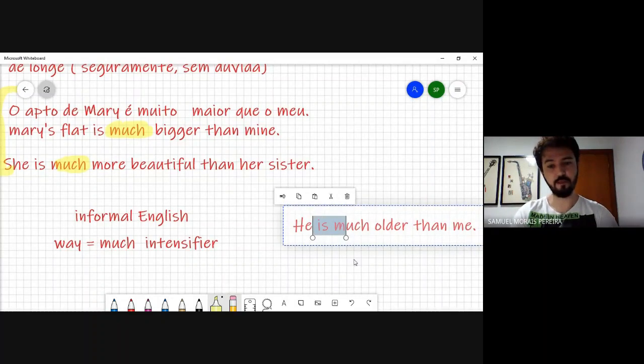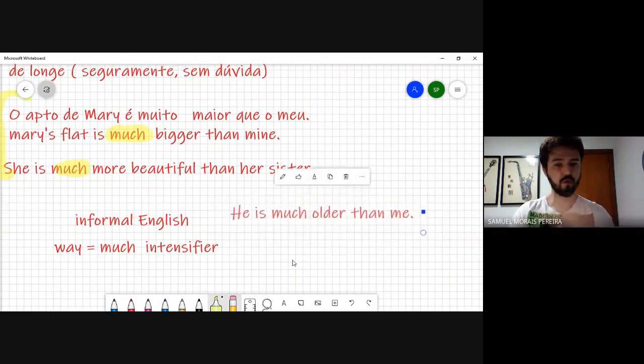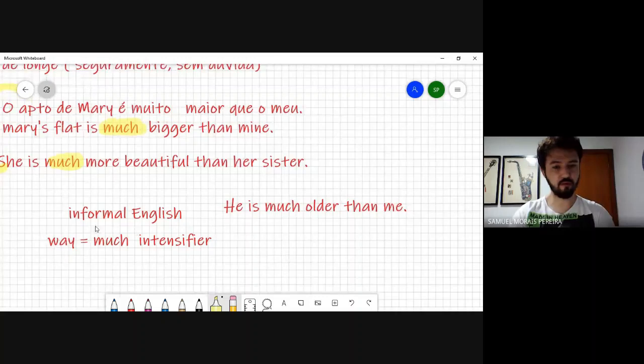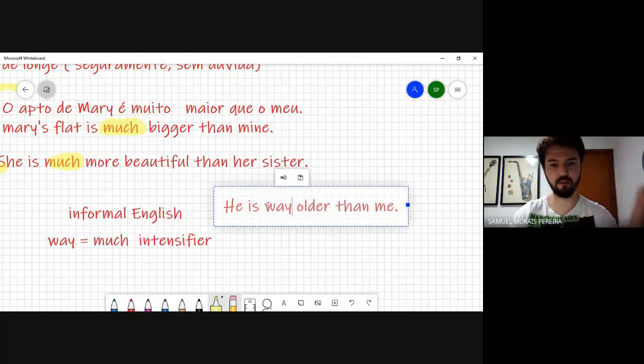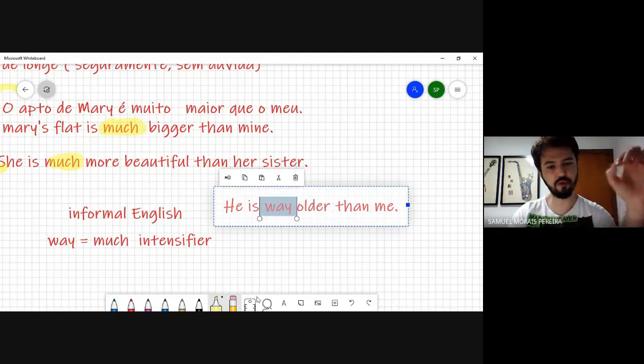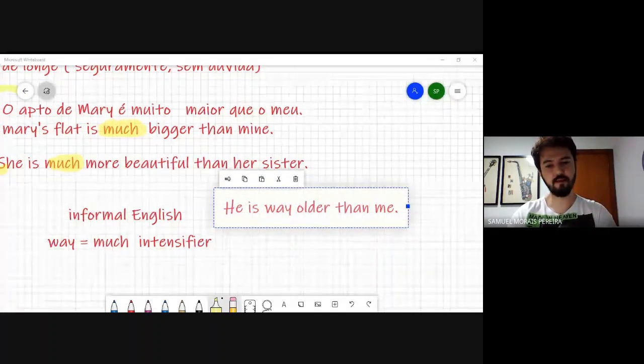Só que eu tô dizendo que no inglês falado, nas ruas, no dia a dia, entre amigos, as pessoas falam way no lugar de much. Então eles falam assim, he is way older than me. Ele é muito mais velho que eu. Então, nesses casos aqui, esse way significa a mesma coisa que much. And that's it, guys. I hope you could understand that. Okay?